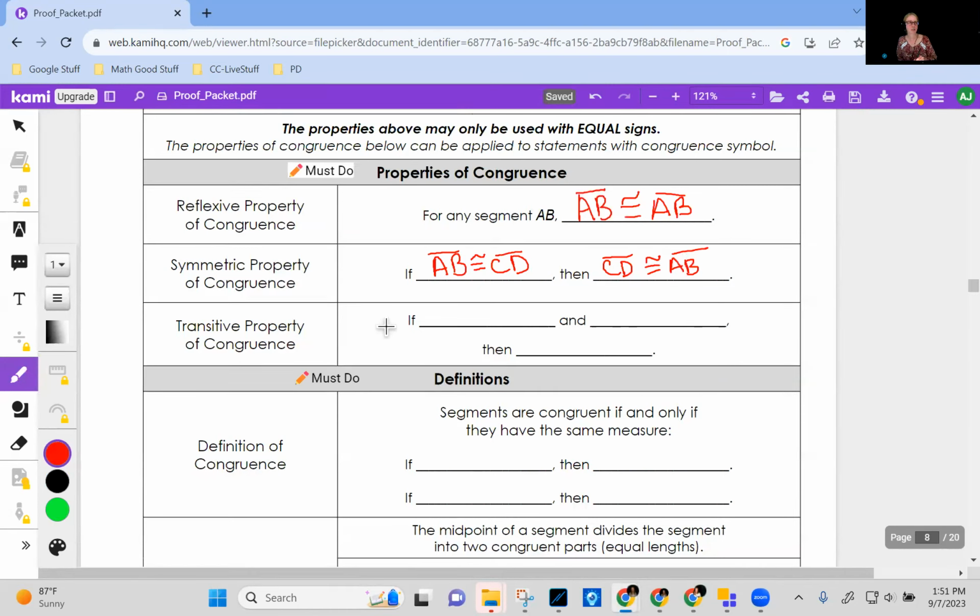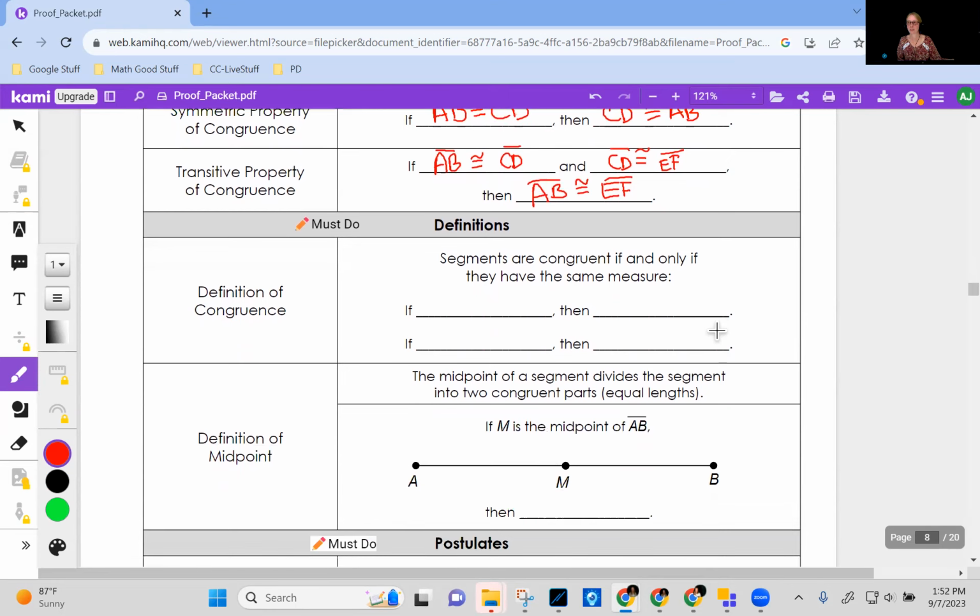All right, and then the transitive property, it works the same way as before. If AB is congruent to CD and CD is congruent to EF, okay, then we can take out this middleman. That CD doesn't need to be there, and we can say that AB is actually also congruent to EF. Okay, so that's what those mean. You've used these a little bit with the algebraic proofs. We're going to continue to use those with congruence.